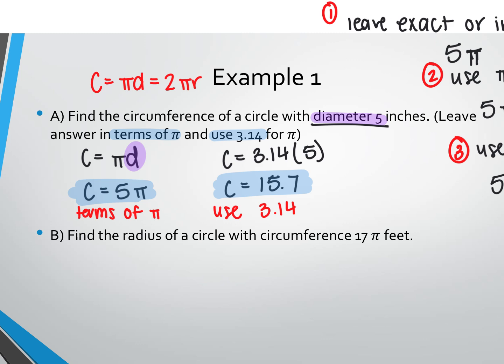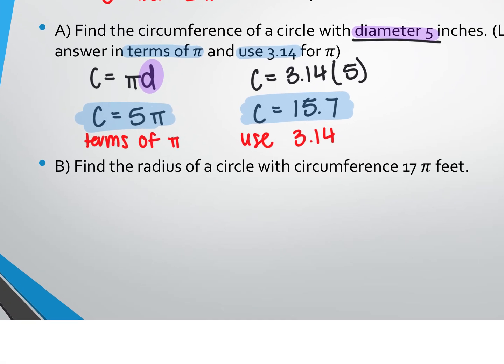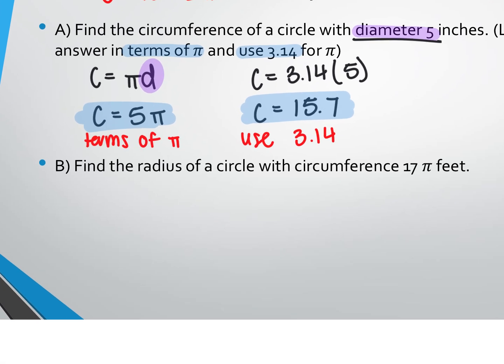All right, looking at the next one, it says find the radius of the circle with the circumference 17 pi feet. So they're giving me my circumference. I have to find my radius. Which one am I going to use? Pi times diameter or 2 pi r? 2 pi r because I have my radius in it. So again, I'm just going to write it. Circumference equals pi times diameter, which also equals 2 pi r.